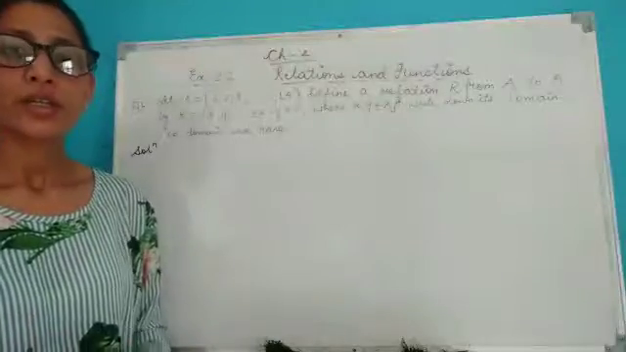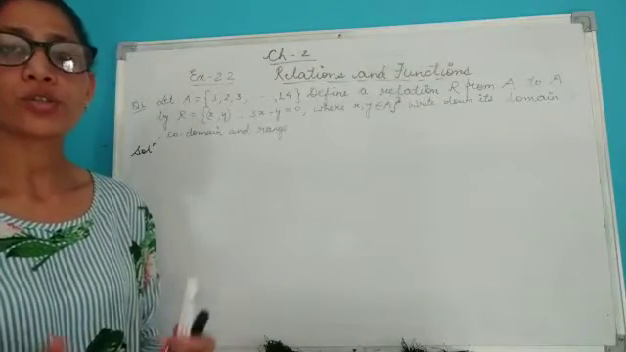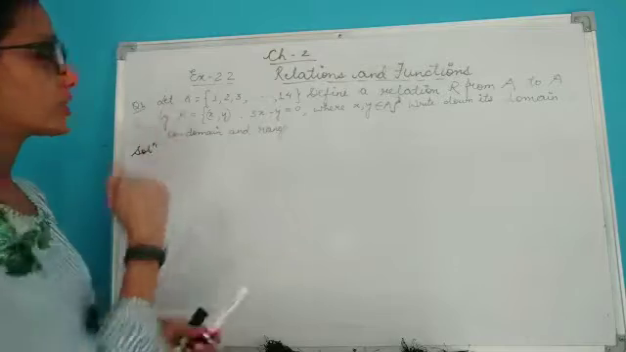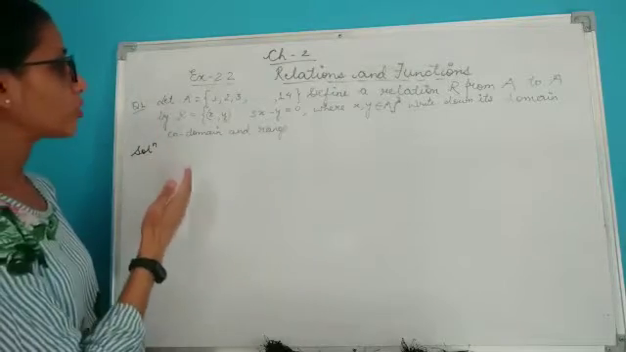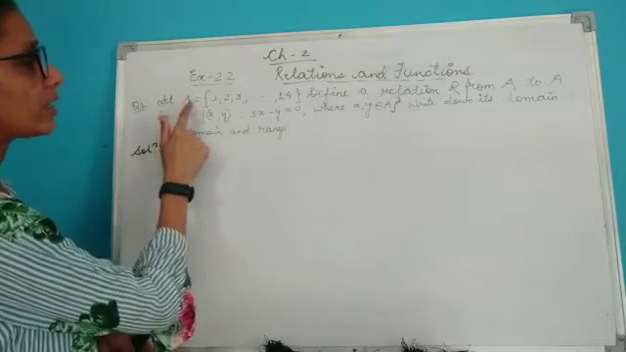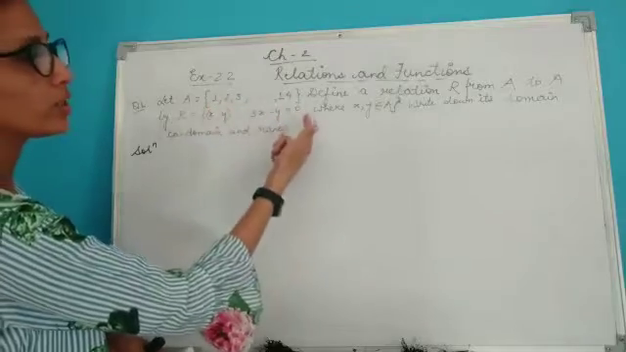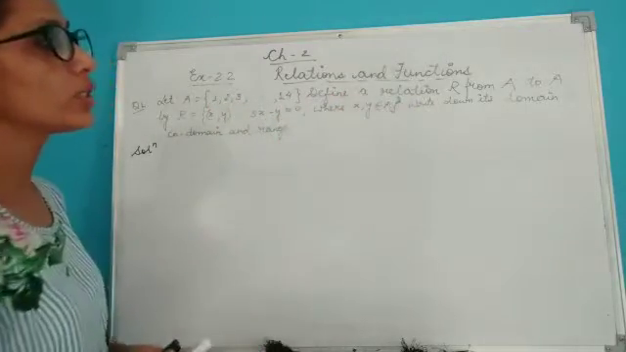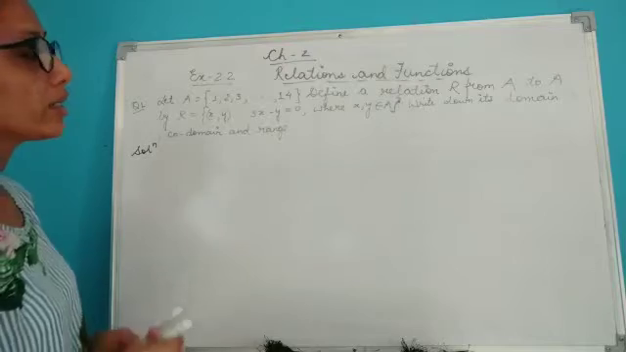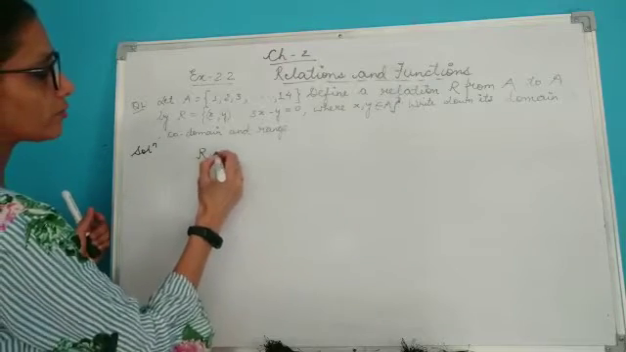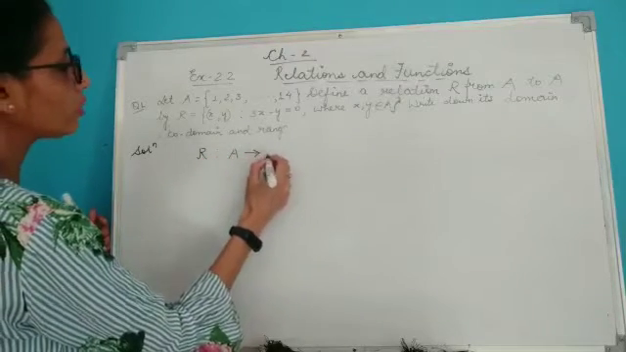Good morning children, let's discuss a few questions of your NCERT exercise 2.2. This is your question 1 and it is given that A equals 1, 2, 3 till 14. Define a relation R from A to A. So here the relation is defined from A to A.